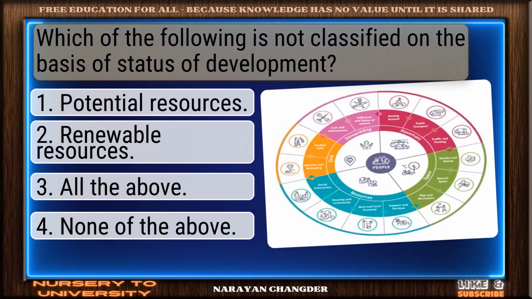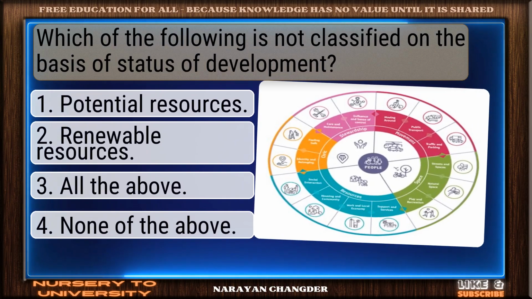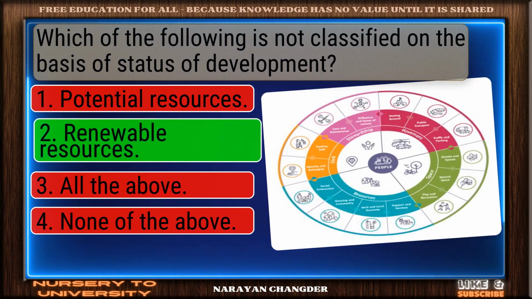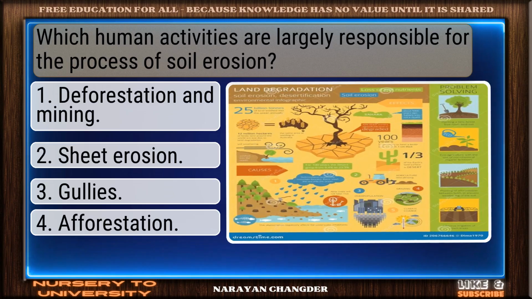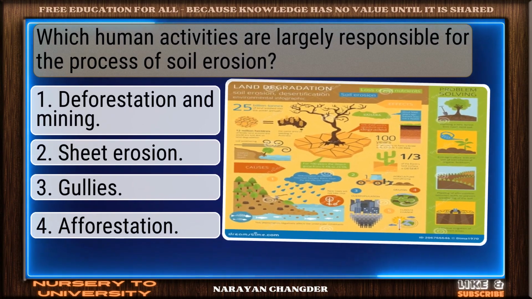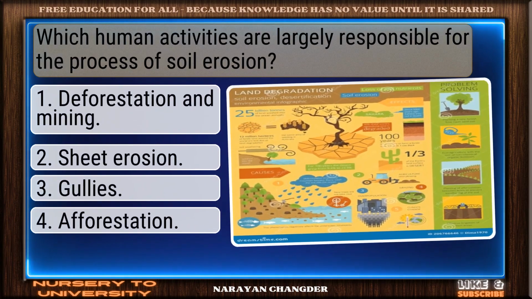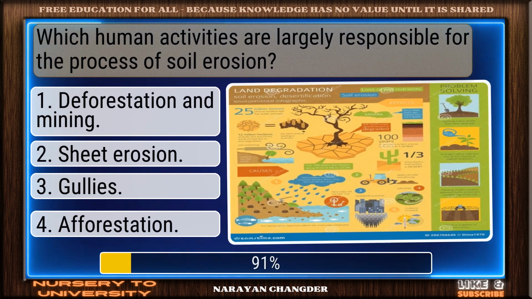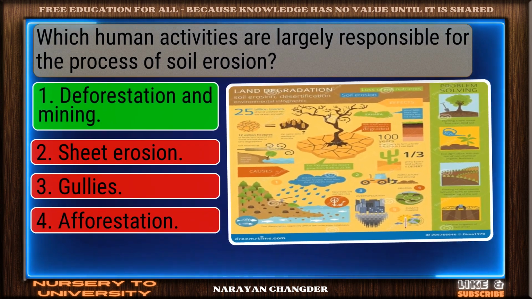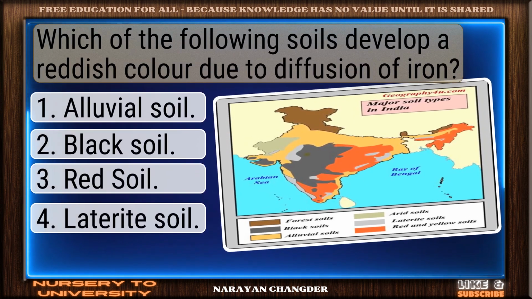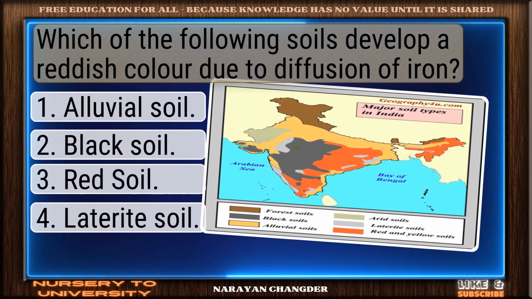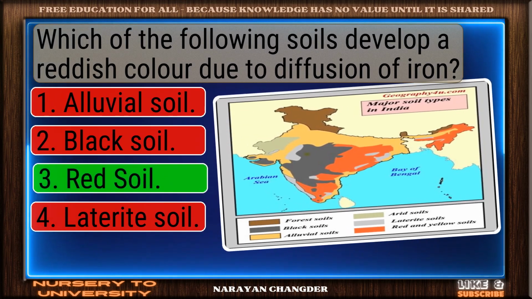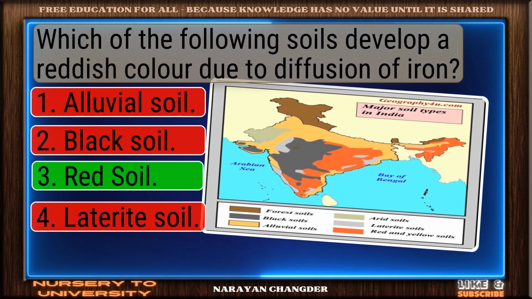Which of the following is not classified on the basis of status of development? Correct. Renewable resources is spot on. Which human activities are largely responsible for the process of soil erosion? Strong choice. Deforestation and mining is right. Which of the following soils develop a reddish color due to diffusion of iron? Good job. Red soil works well.